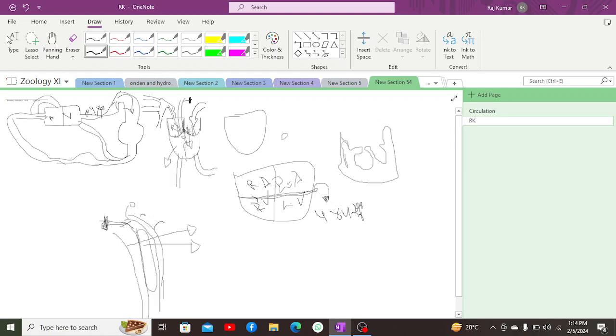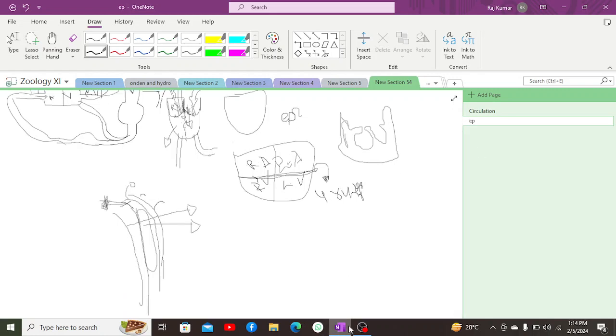One more thing, the epicardium is connected with the myocardium with the help of connective tissues, and the myocardium also has some connective tissues which help it in forming its cardiac muscular structure.